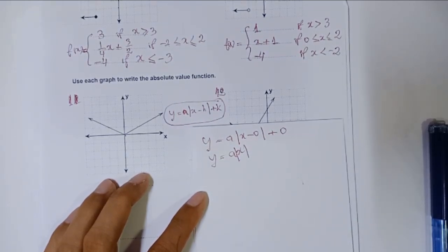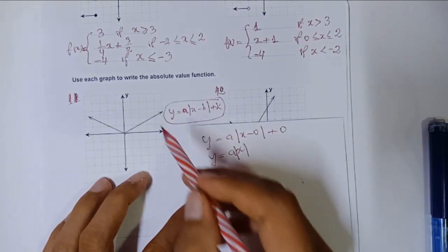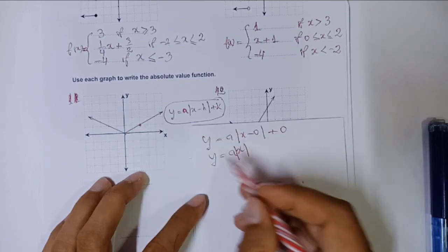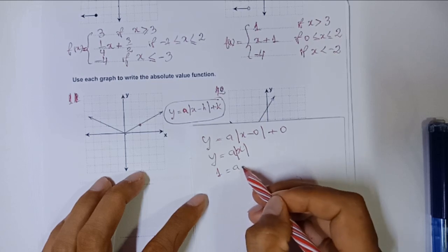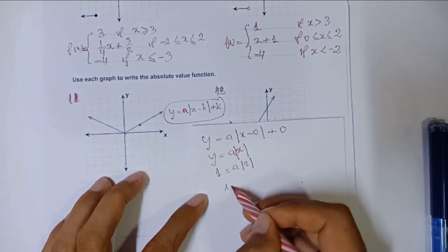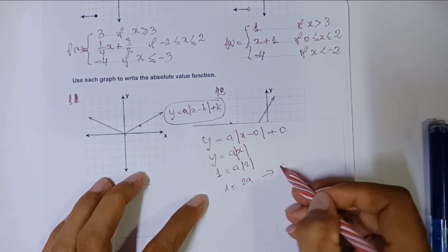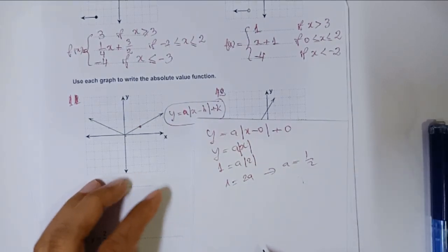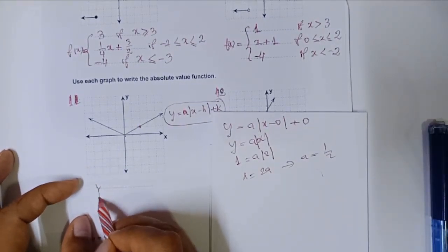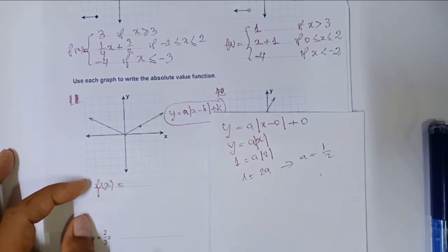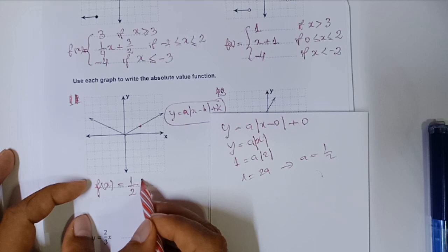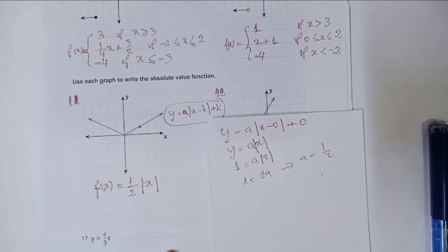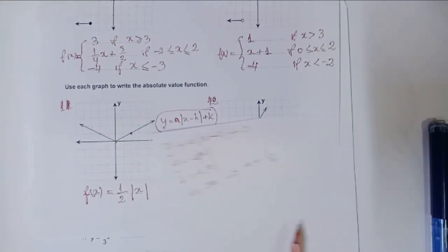After that, you're using one point on the graph to find the value of a. Now I'm going to use this point right here. This point is x 2, y 1. So 1 equals a, and your x is 2. So 1 equals 2a. It implies that a equals 1 over 2. So now we have the complete function. This function is f of x equals 1 over 2 of the absolute value of x, because they don't have the h and the k, because it is (0, 0).